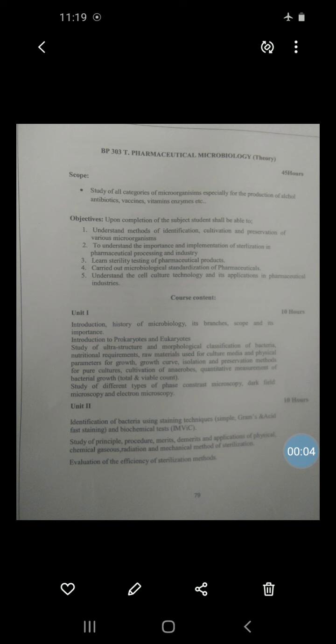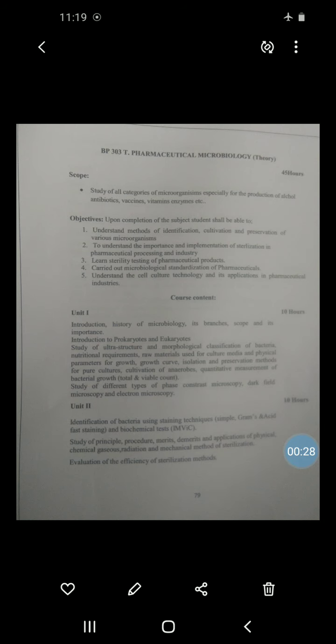Good afternoon, friends. In the last lecture I discussed the introduction to the microscope, then types of microscope, and in detail the light microscope and phase contrast microscope. Today we will see the next point, that is the dark field optical microscope.